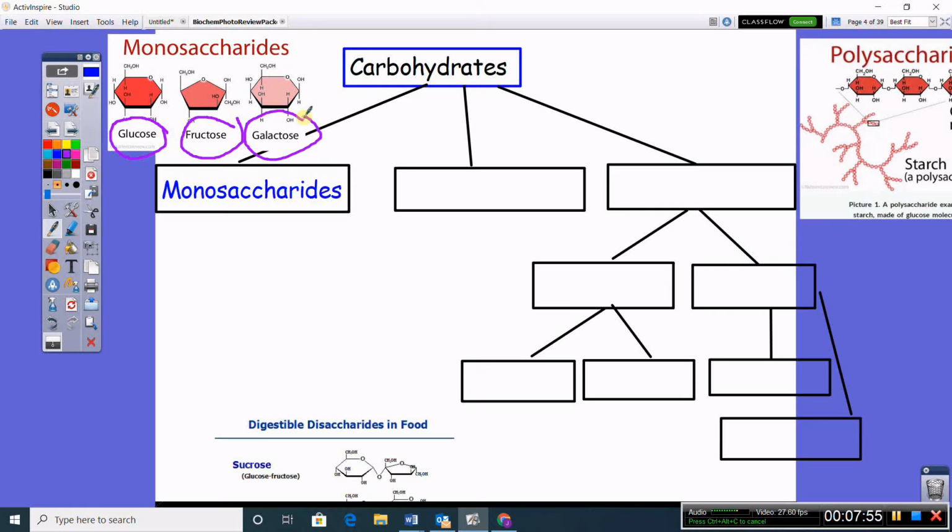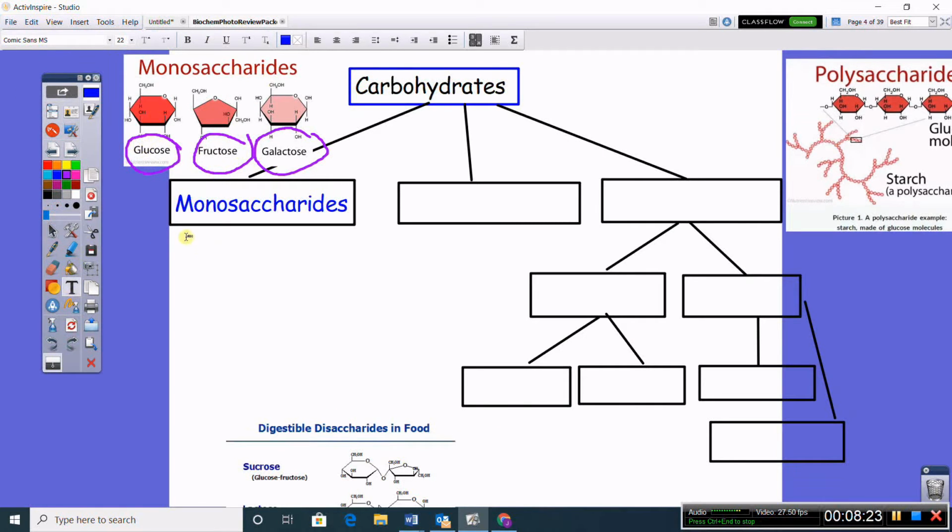Now, keep in mind that monosaccharides tend to be able to take on one of two appearances. They can be a simple ring sugar, like you see here, or they can be a straight chain monosaccharide. Okay. What determines which form they take on basically has to do with how humid or how much moisture is in the environment at the time. Besides glucose, fructose, and galactose, keep in mind that a couple other important monosaccharides are ribose and deoxyribose. Okay.